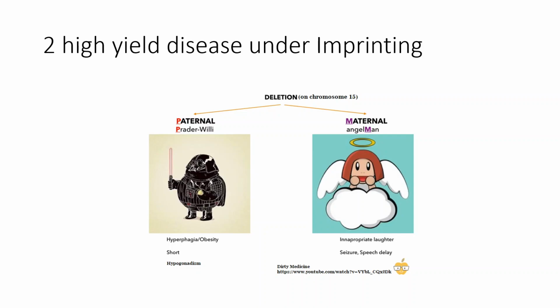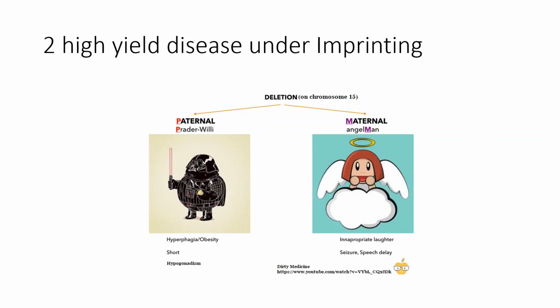And this brings us to two very important clinical conditions: Prader-Willi and Angelman syndrome. These two occur as a result of deletion on chromosome 15. The abnormality is on chromosome 15. Now, when it is paternally inherited, it is what? Prader-Willi. When it is maternally inherited, Angelman, M for maternal.